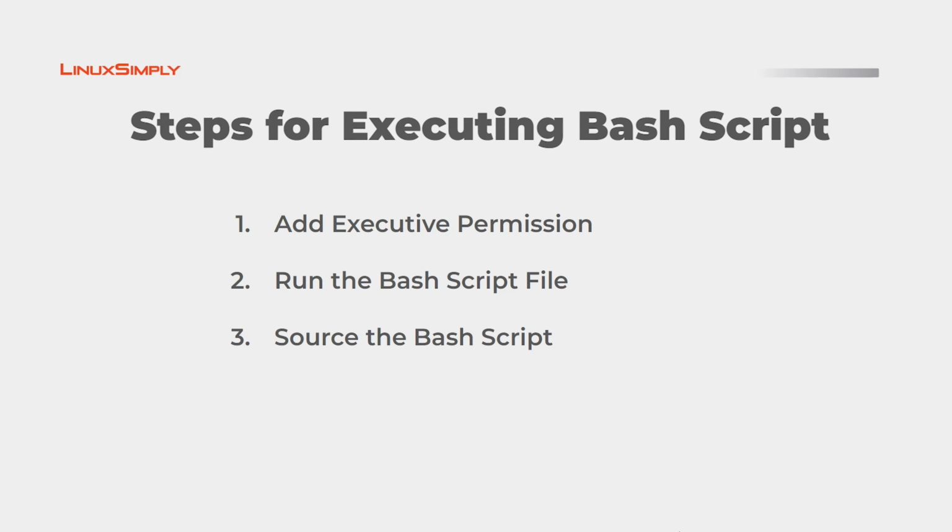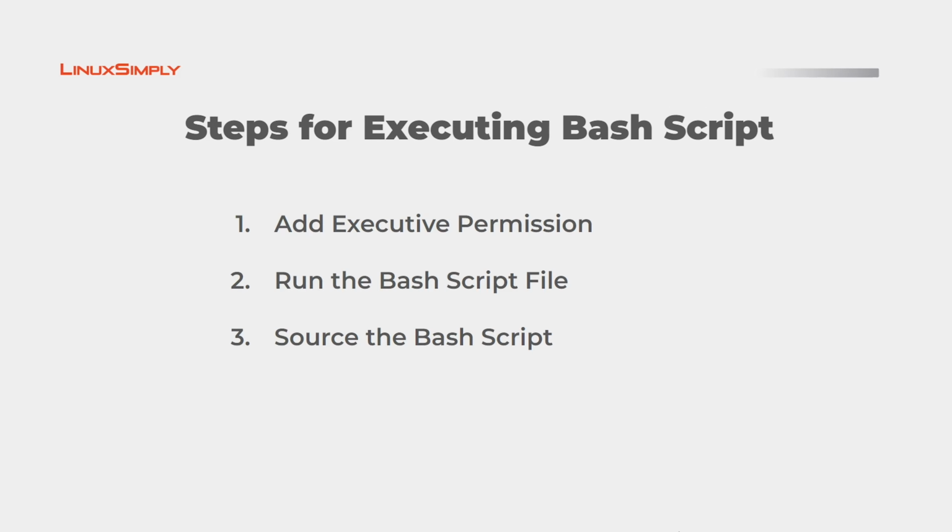Now I will talk about the steps for executing a bash script. Firstly, you have to add the executable permission to the script. Next, you have to run the bash script file, and then you can source the bash script. I will talk about all of them in detail in the next sections.